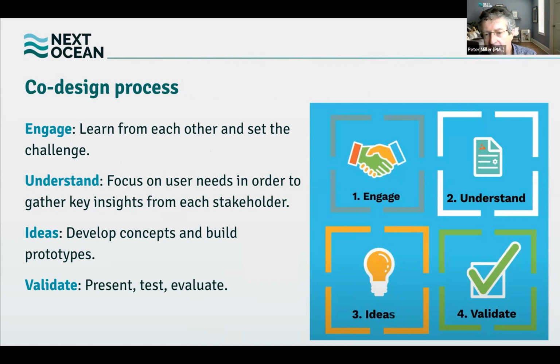Firstly, to engage with all kinds of stakeholders so that we can learn from each other. And then we need to sit down with them and plan different kinds of activities that help us understand the user's problems and needs. And that process is critical so that we can get insights from everyone that's taken the time to be involved.